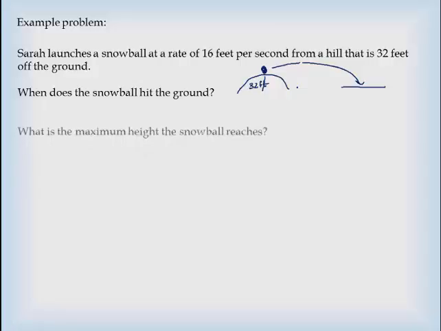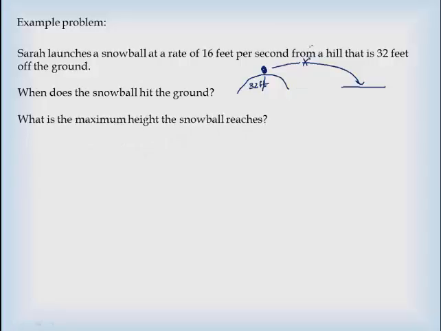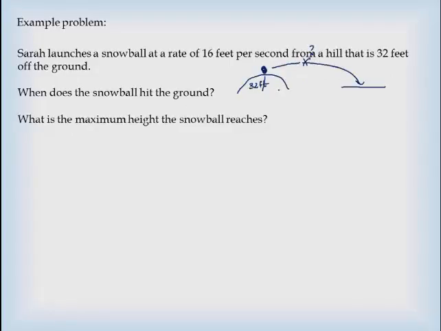We also want to know what is the maximum height that the snowball reaches. So we want to know the time that it hits the ground and the maximum height that it reaches. Okay, the height is going to be our y at our vertex, and when it hits the ground is going to be an x, and it's going to be a positive x.